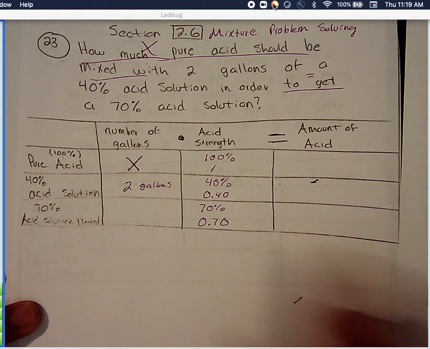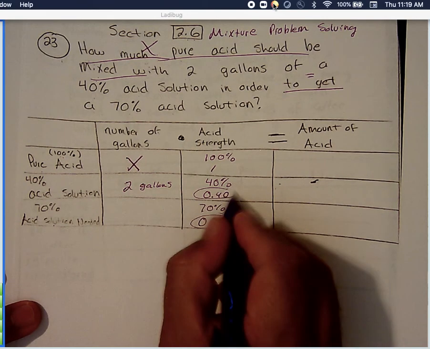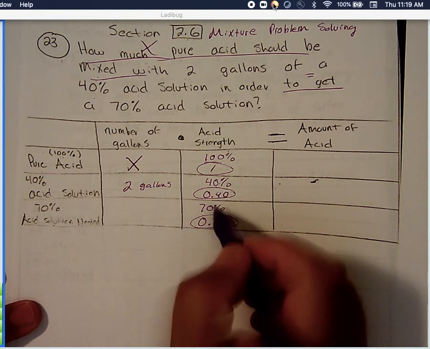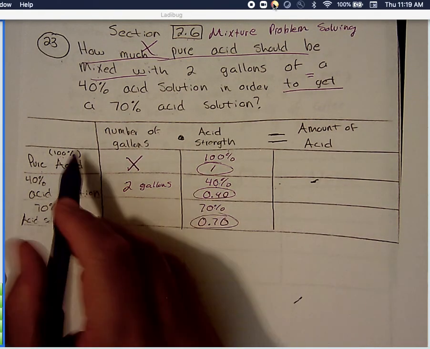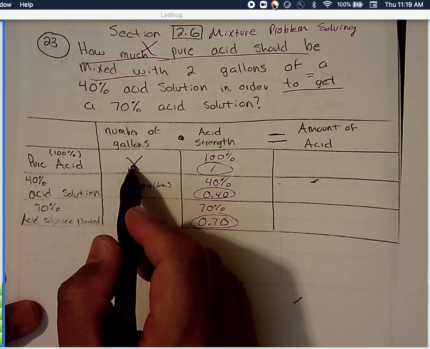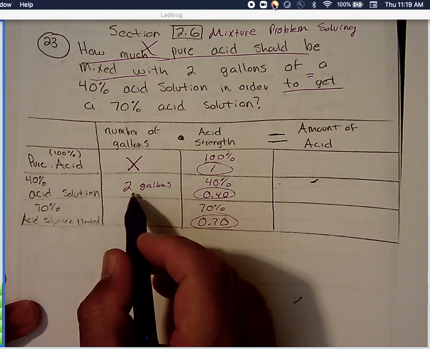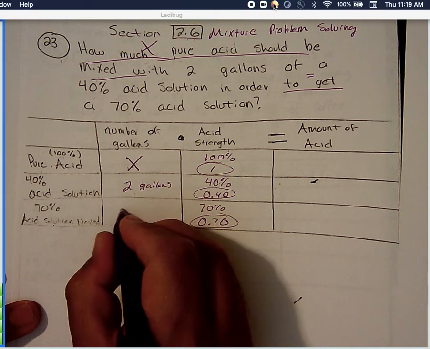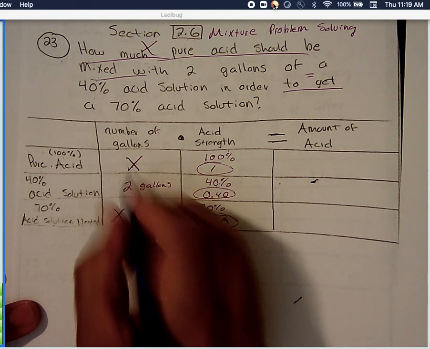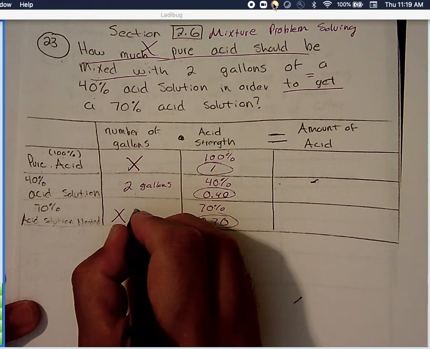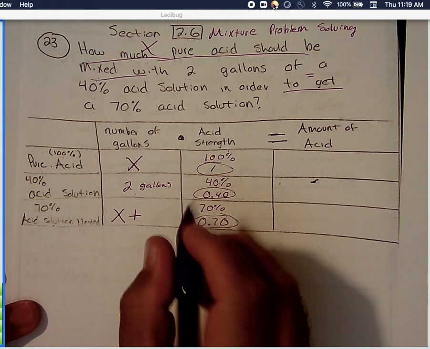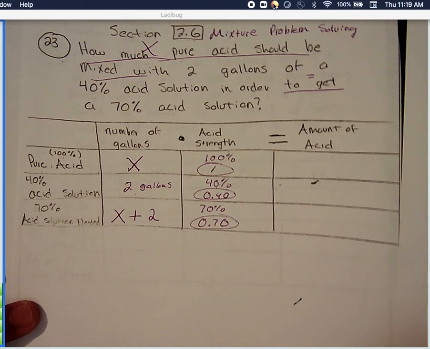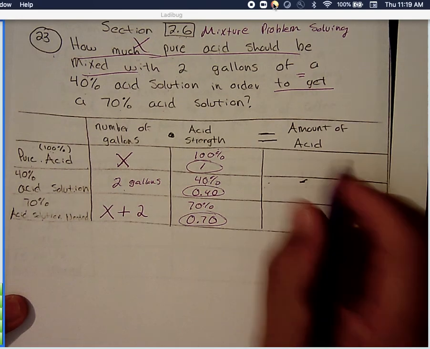Okay, and we're gonna use these numbers instead of these ones. I'm just putting this one so that you know what we're talking about. So we don't know how many gallons of pure acid we need to add to the 2 gallons of this to get that. We know that we're adding them, so that means this should be the addition of these two, like that. Okay, and I'll show you the other way, it makes more sense.